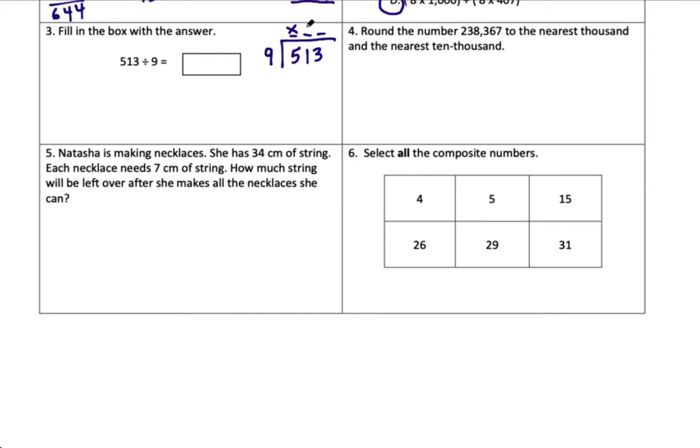9 times 5 is 45. 9 times 6 is 54. That's too big, so it looks like it's going to be 5. 5 times 9, 45. I subtract that, and I get 6. Then I'm going to bring down the 3.